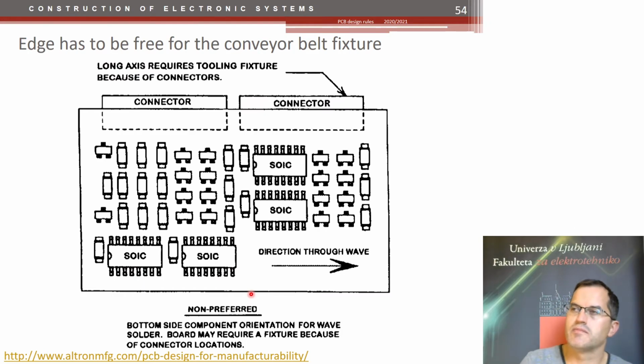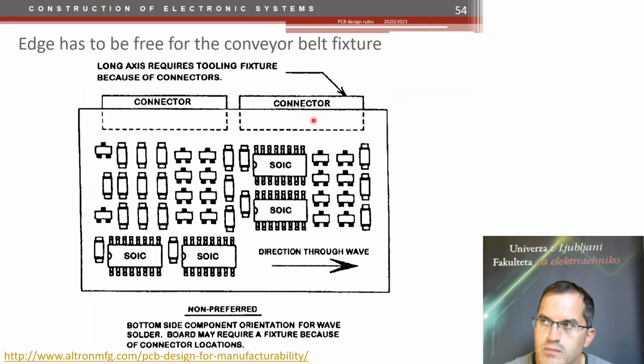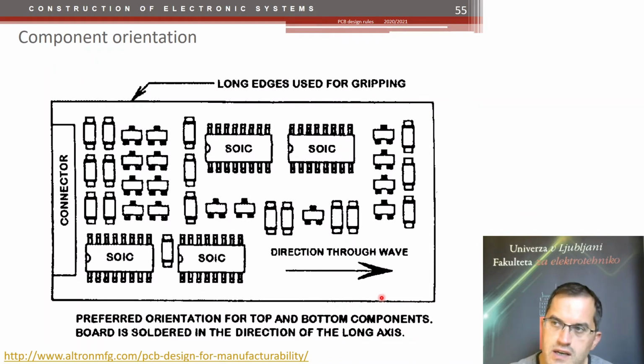And the direction, usually the PCB is put in the machine along the long side. So don't use any connectors at the long side, because these connectors would stay in the way. Because the tooling fixture, the conveyor fingers, will have to be holding the PCB at the long edges. So put connectors on the shorter side of the PCB and take care of the correct orientation of components so that the solder is able to jump from pin to pin.